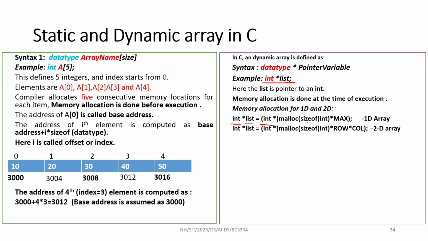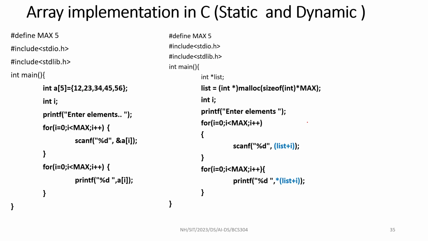Same way, in case of two dimension, how is it possible? In the dimension, you have to add it. 3 cross 3, 3 into 3, or the row into column that you have to add.